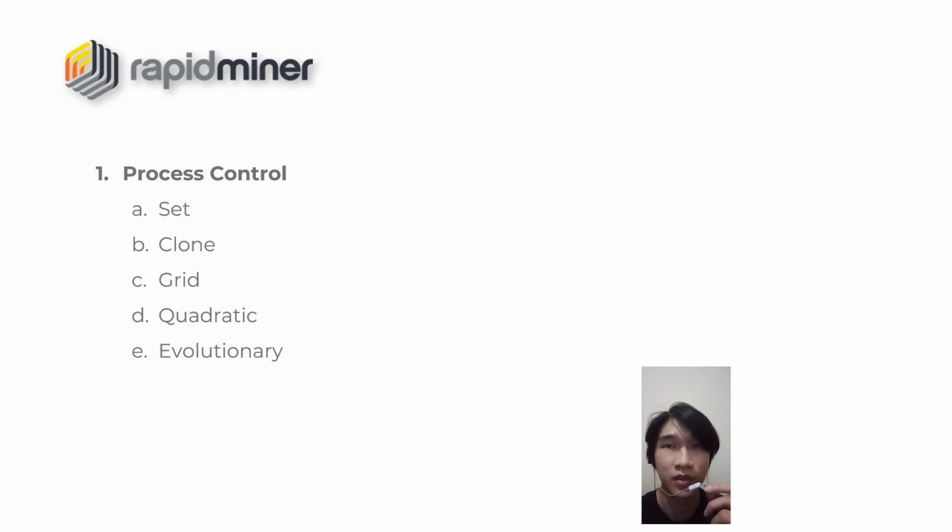Clone. The clone parameter operator is a very general form of the set parameter operator. Create. An evolutionary approach that is often more precise than a create search, as in the optimize parameter create operator. Quadratic. Correlation calculation between attribute and matrix. Evolutionary. Finding optimal values for a set of parameters using an evolutionary approach is often more precise than a create search.